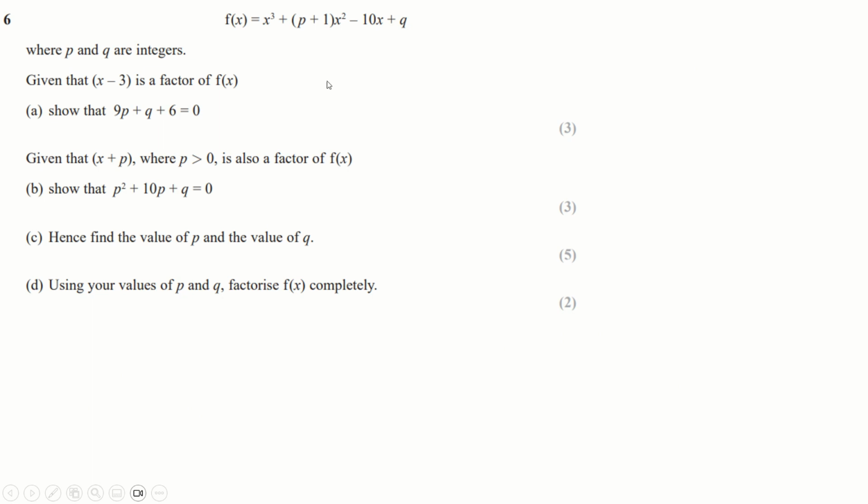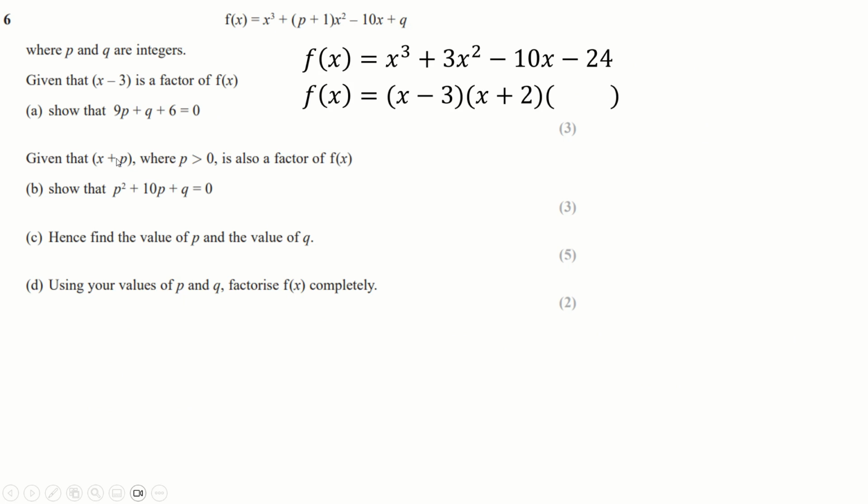Using these two values, factorize f of x. So putting those two values into there, we end up with this as the equation. We know x minus 3 is a factor. We know x plus 2 is a factor. So we can just write those out. What's the last factor here? Well, clearly this term needs to be an x, because x times x times x is x cubed. And clearly this needs to be a plus 4, because minus 3 times 2 is minus 6, times plus 4 is minus 24, and we're done here, and that's factorized.